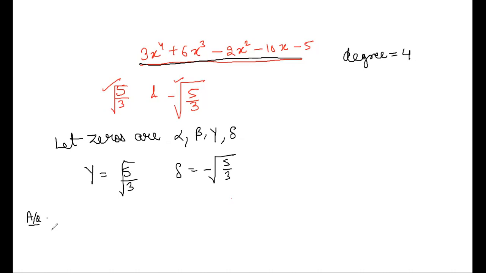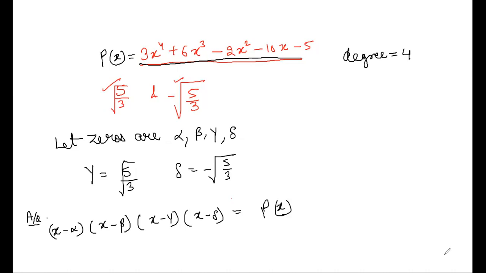So can we write down the general form here according to the question? We can write down here x minus alpha times x minus beta times x minus gamma times x minus delta is equals to, suppose this is the px, so we can write it equals to px. So in the next page I will write x minus alpha, x minus beta. In the place of gamma, can I put it here root 5 by 3?